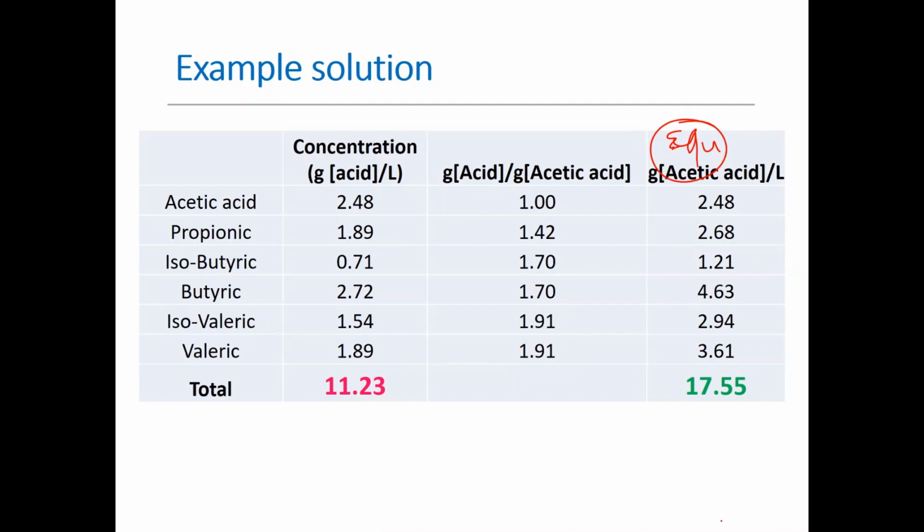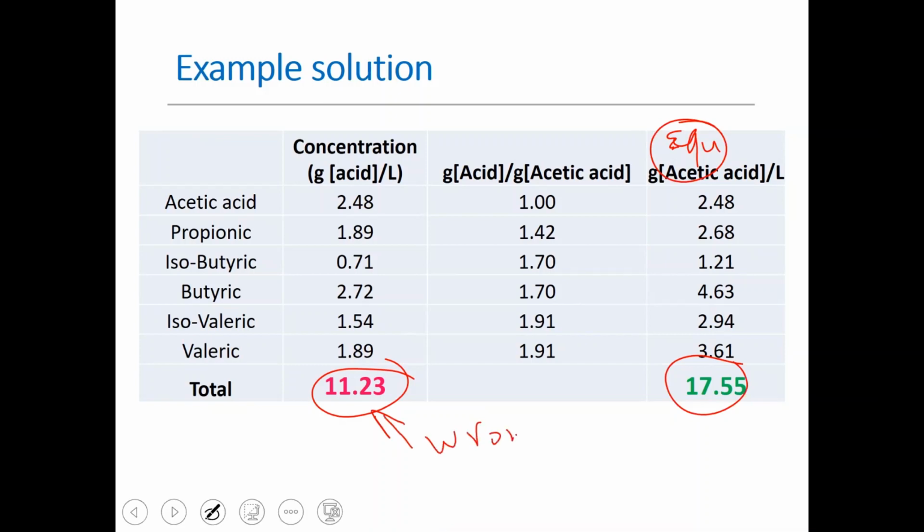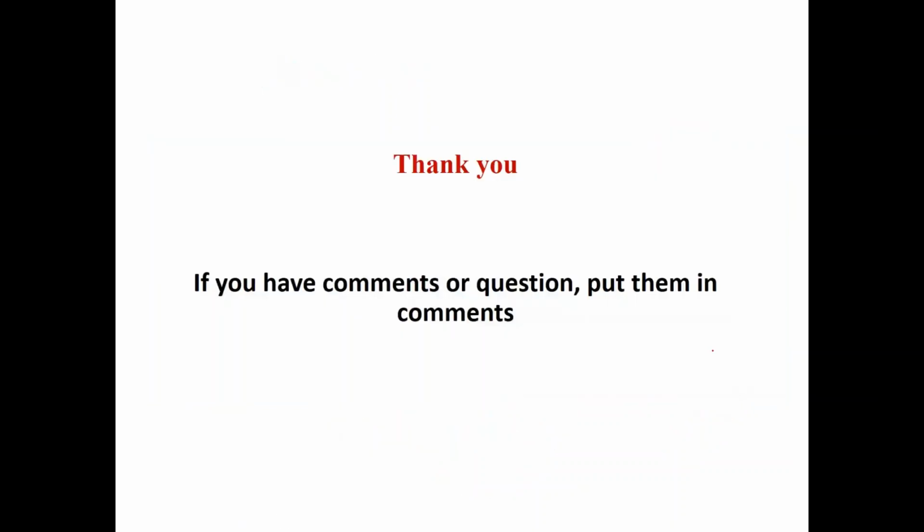If you look at these numbers, they are completely different, right? This one is the summation. As we mentioned in the previous slides, it is wrong to do that, to report different acids together, because they have different molecular weights and different COD needed to oxidize them. So this is the correct way. We can say the total VFA in this reactor is 17.55 gram acetic acid equivalent per liter. Okay, I hope this is useful.